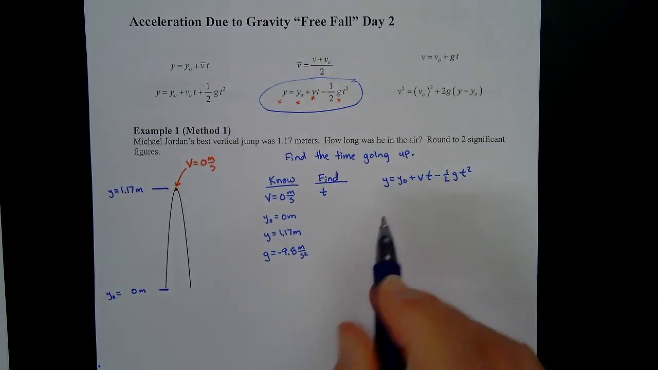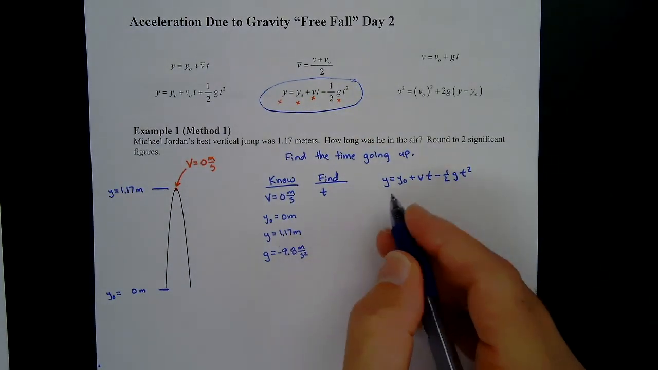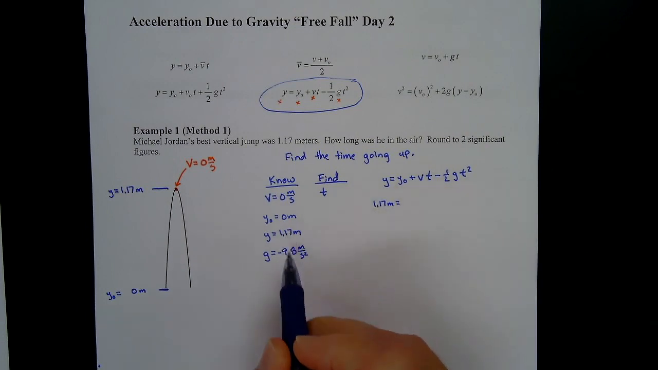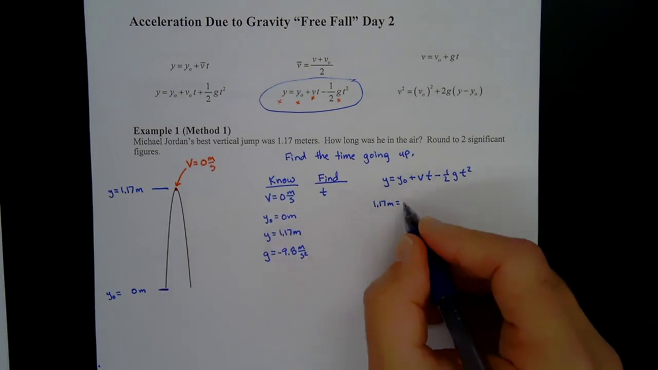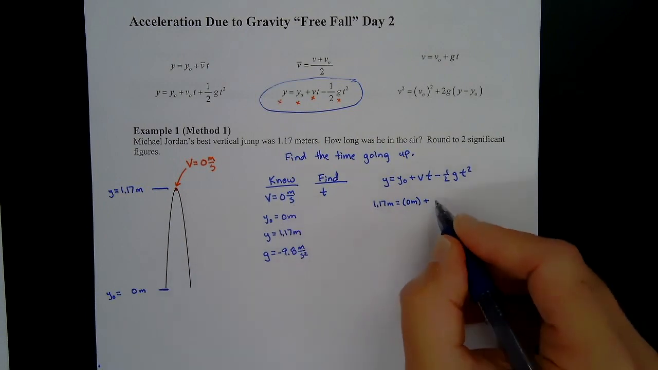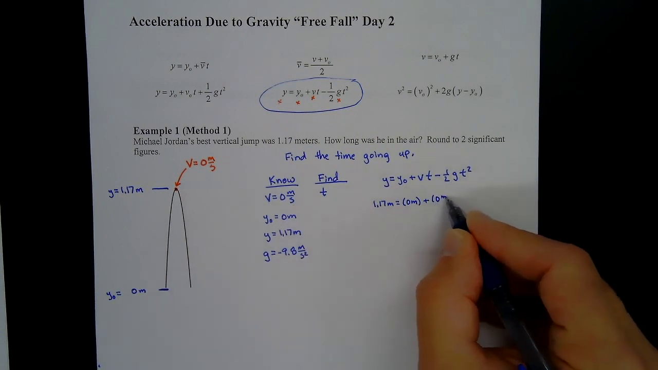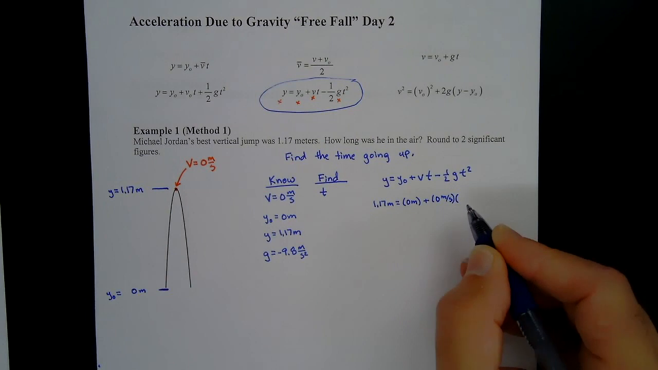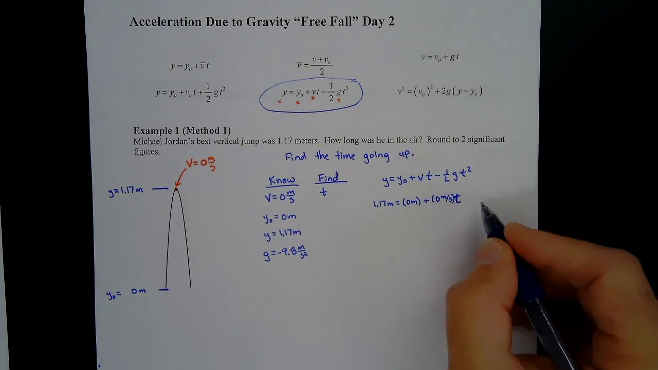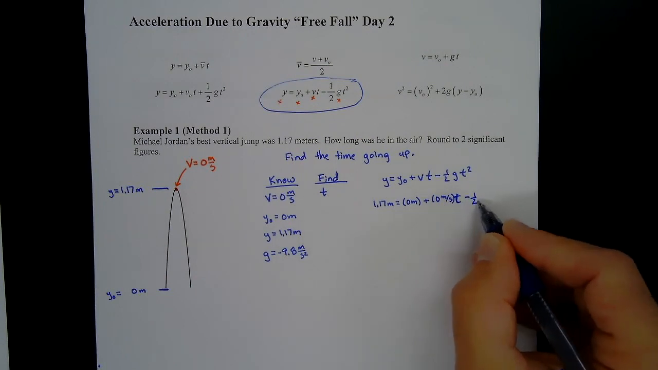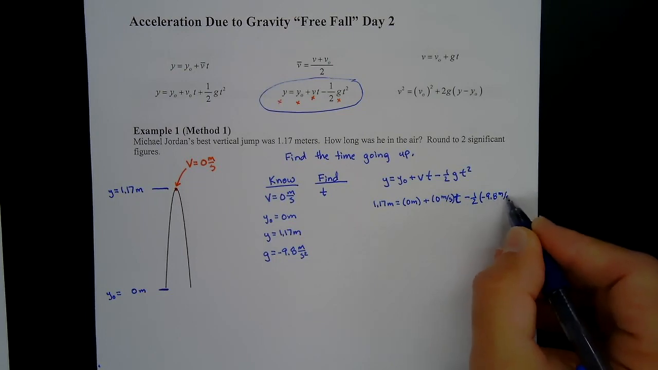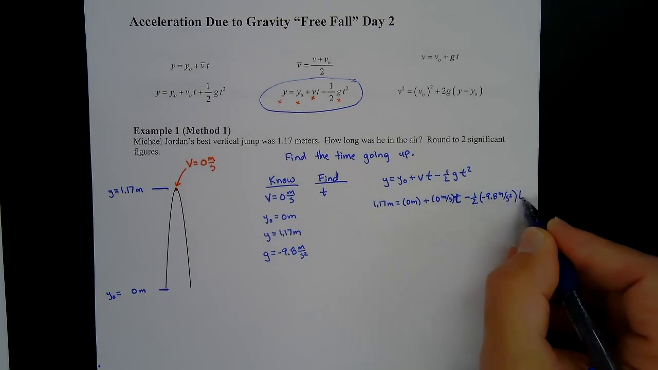Now it's just a matter of plugging everything in. So my Y is 1.17 meters, equal to my initial position, which is 0 meters, plus the velocity, which is 0 meters per second, times the time, which I'm trying to find, so T, just T, and then minus 1/2 times G, which is negative 9.8 meters per second squared, and then that's being multiplied by T squared.